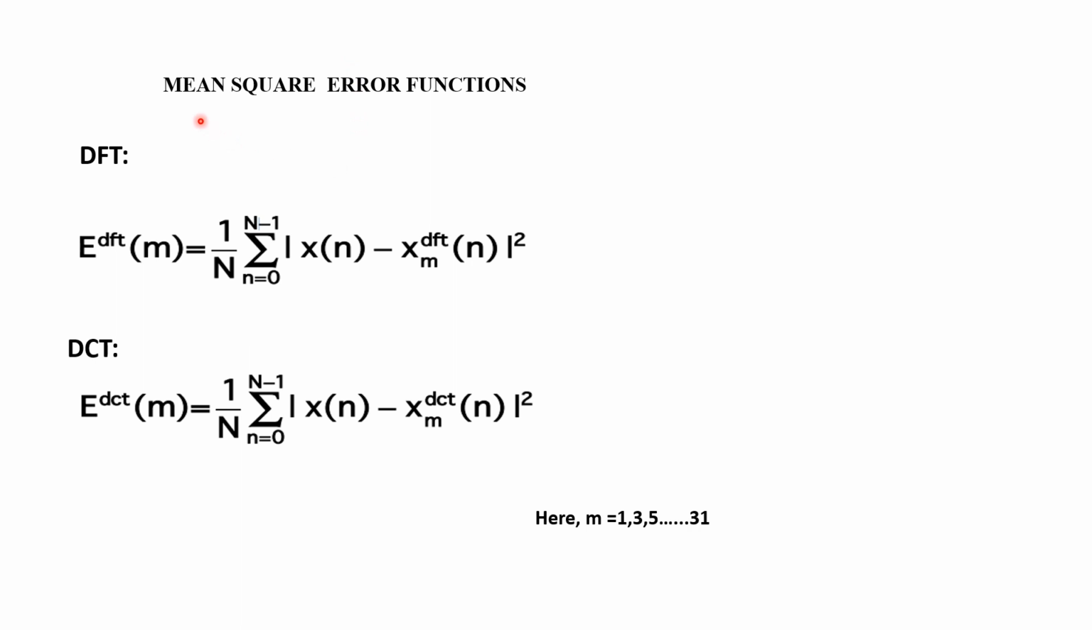This is the mean square error function we are going to use. This is for DFT and this is for DCT. Here x of n represents our original signal, x_m DFT of n is x of n reconstructed using the DFT synthesis equation, and x_m DCT of n is x of n reconstructed using the synthesis equation of DCT. This is the mean square error. Now we will plot these errors of DFT and DCT and compare them.